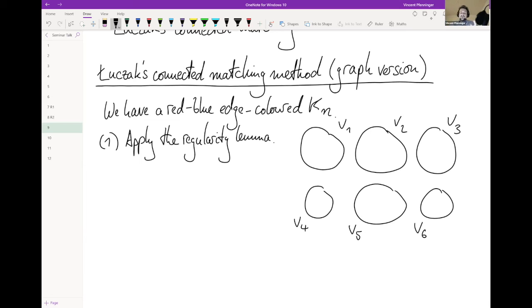Okay, and so if you don't know what the regularity lemma does, it basically means that you partition the vertices into clusters, and then most of the pairs of clusters will be what is called regular, meaning that the edges going between these clusters behave in a random-like way. So if V1 and V4 is a regular pair, then if you take some subset in V1 and some subset in V4, then the number of edges going across the subsets will be about what you would expect given the density between the whole clusters.